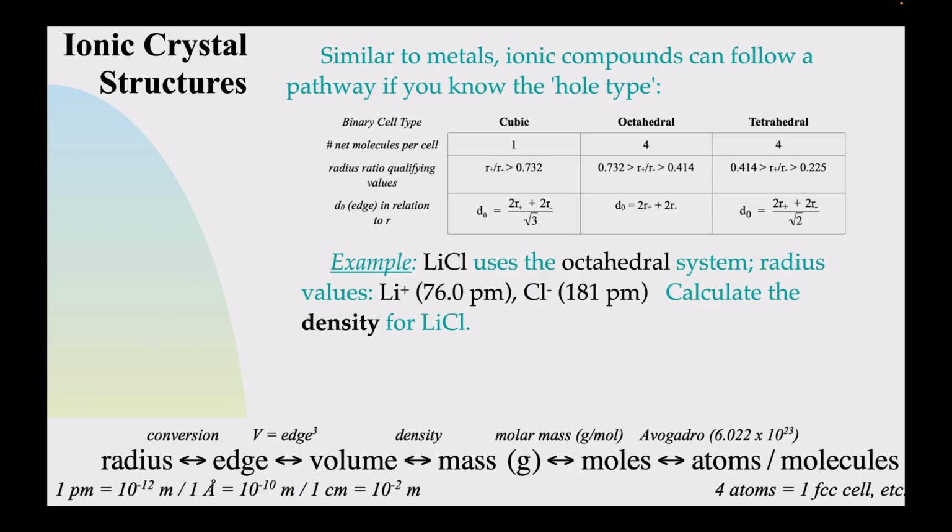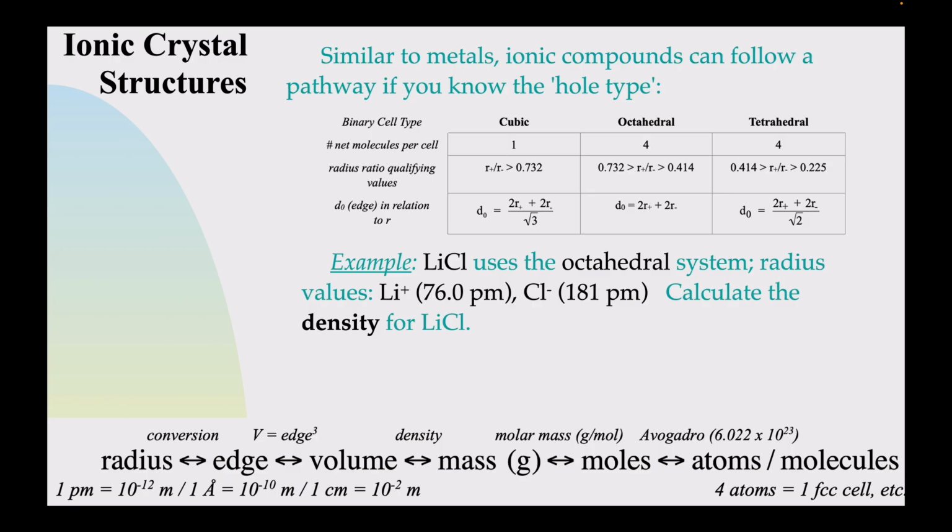Let's do an example with lithium chloride. And in the radius ratio part earlier, we saw that it was in an octahedral system. So octahedral means we're going to use that central column. And for us, what's important, there's 4 lithium chlorides per cell. That's what the top number means. And on the bottom for octahedral, for lithium chloride, edge is going to equal 2 times the cation radius plus 2 times the anion radius. So that's going to equal 2 times the cation, lithium, plus 2 times the anion. And in this problem, I have there for you the lithium plus and the chloride minus values.